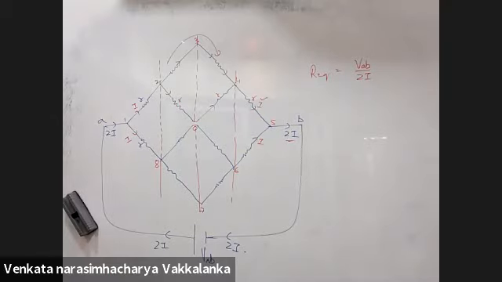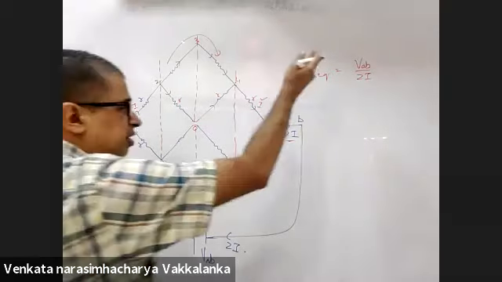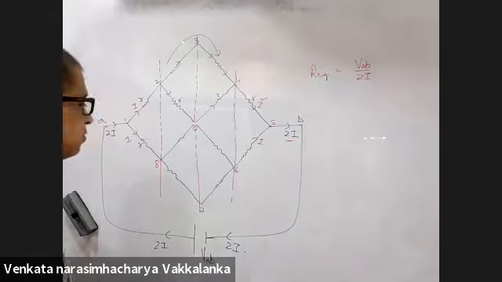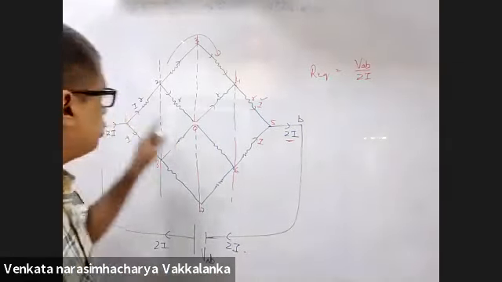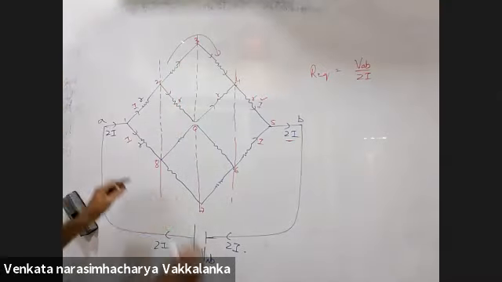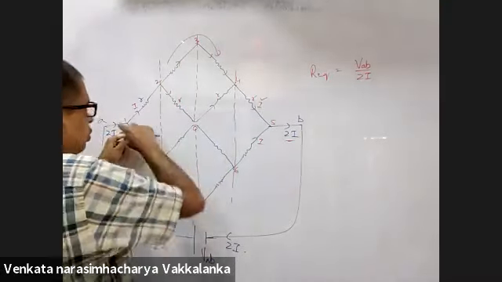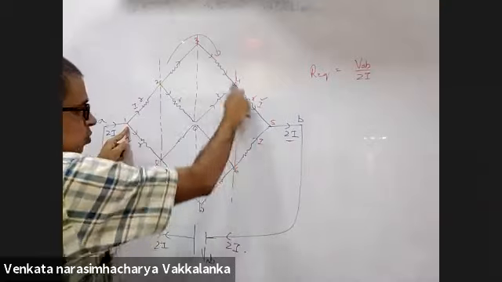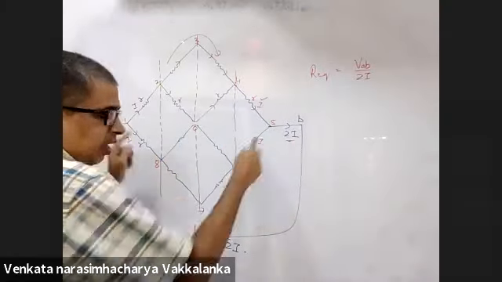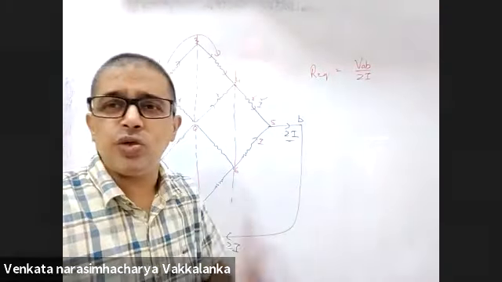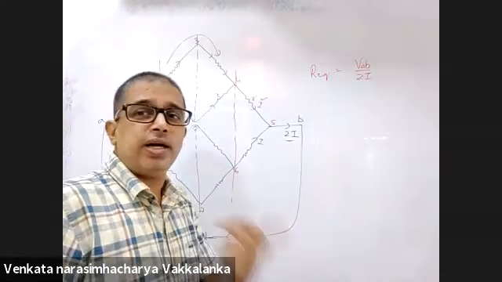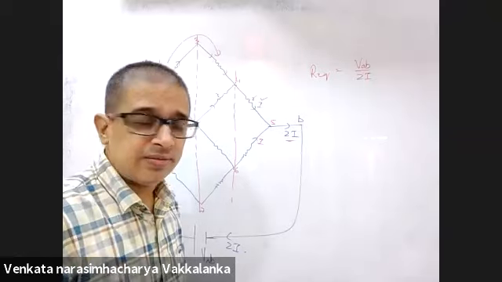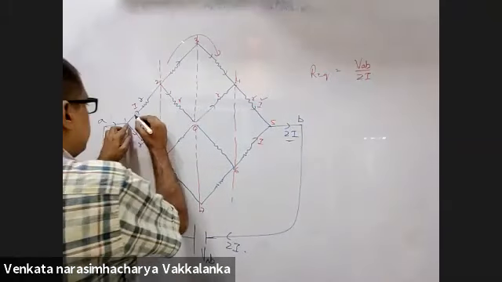Now, if you can tell me VAB, my job is done. For which I should know the current in any one of the branches. You go this way, you go this way, you go this way. Any one of the branches you should know the current. Then I can apply KVL. Without knowing current, how will I apply KVL? Now here it's easy.